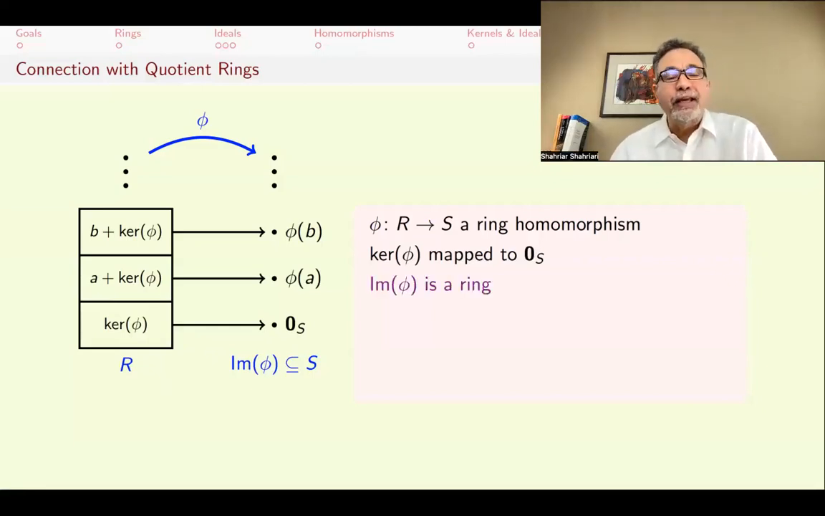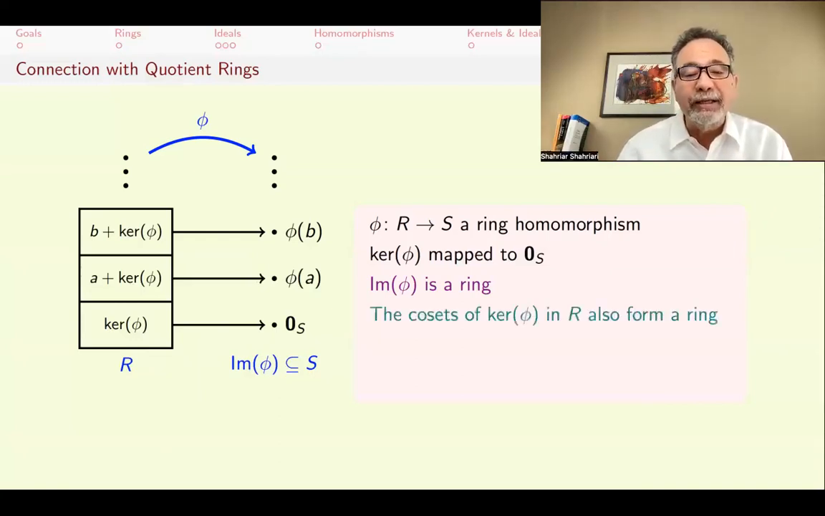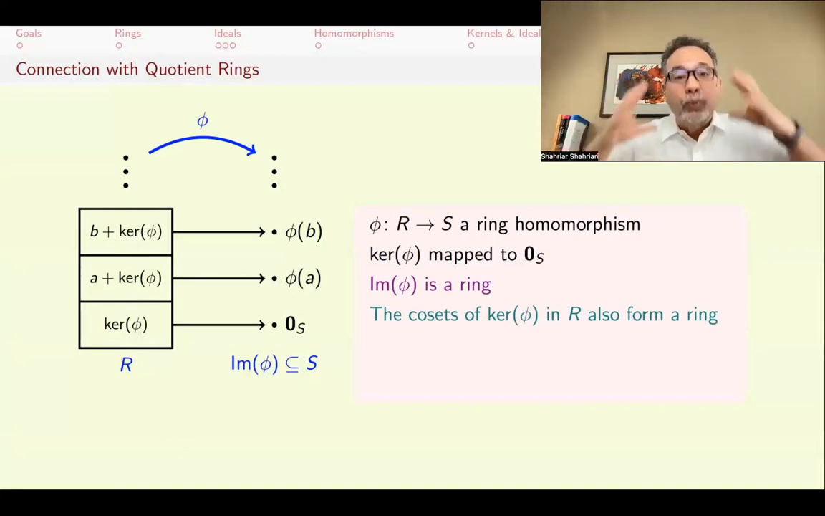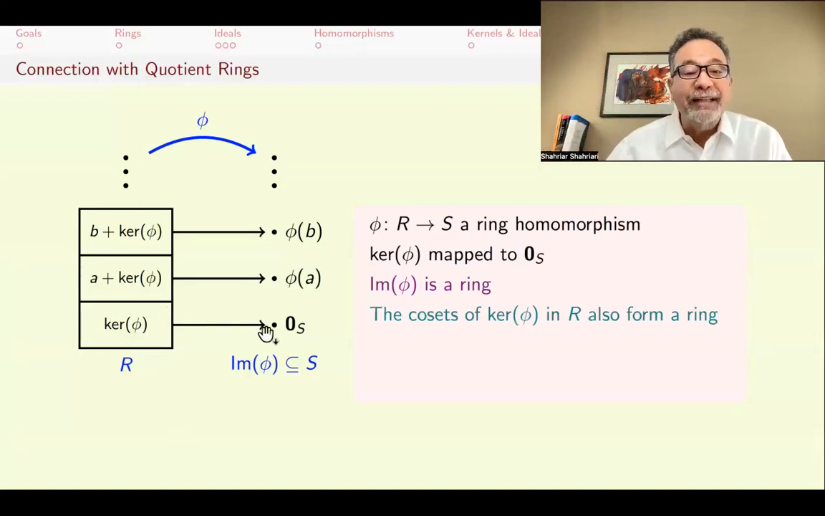Now, the image of phi, the image of a ring, is going to be a ring. So these elements that we get here are not all the elements of S, they're the image, but it's a ring. And so we can add them, we can multiply them, and they follow the rules that we like. Now, the cosets of the kernel also form a ring. If you look at these boxes over here, they're not just one element, but sets of elements. But we can think of those sets as forming a ring. And in fact, they form exactly the same ring as the image on the other side, because the addition and multiplication that we define is just going to mimic what happens over there at the image.